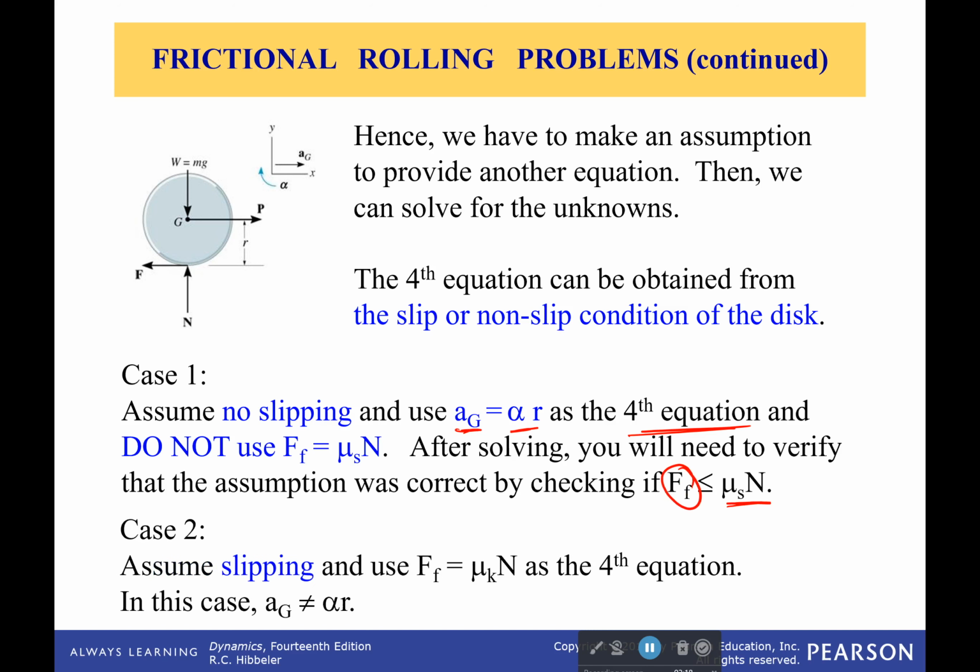In the second case, though, when you assume slipping, you say, well, if I'm slipping, then our friction is going to be the kinetic friction, which is always the same. And the tangential acceleration will not be equal to the angular acceleration times the radius. So this would be my fourth equation. And this happens quite often. You'll see quite a few problems that ask or mention slipping. And this is the equation you should come to. So I think that's everything.